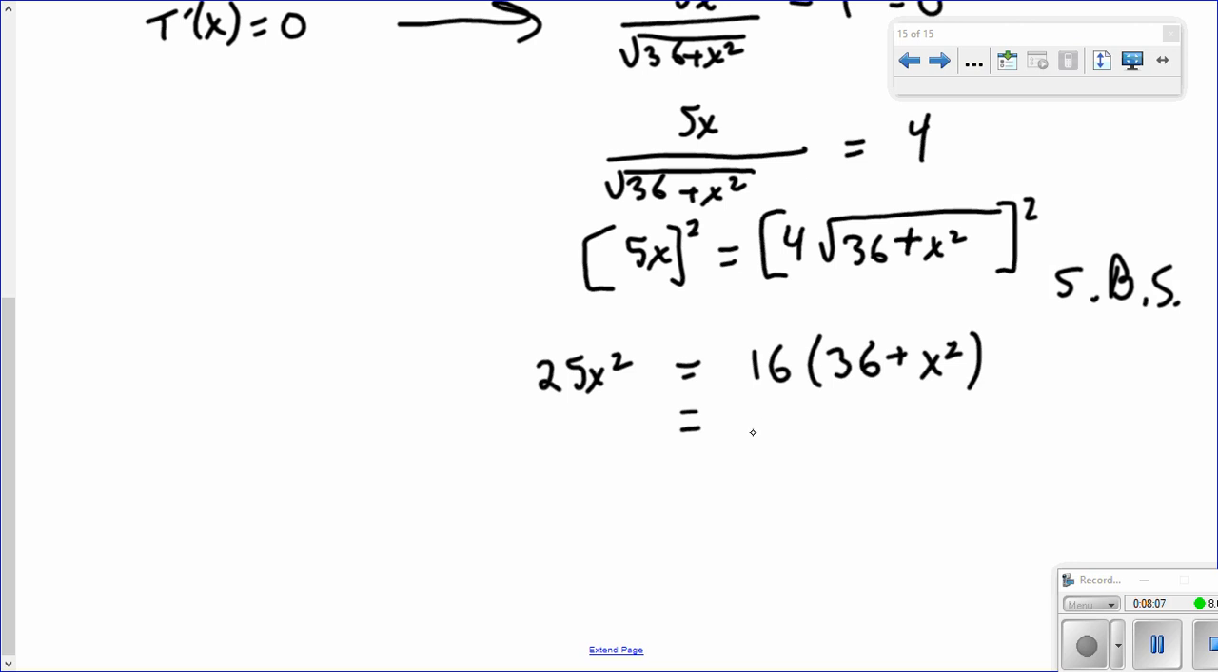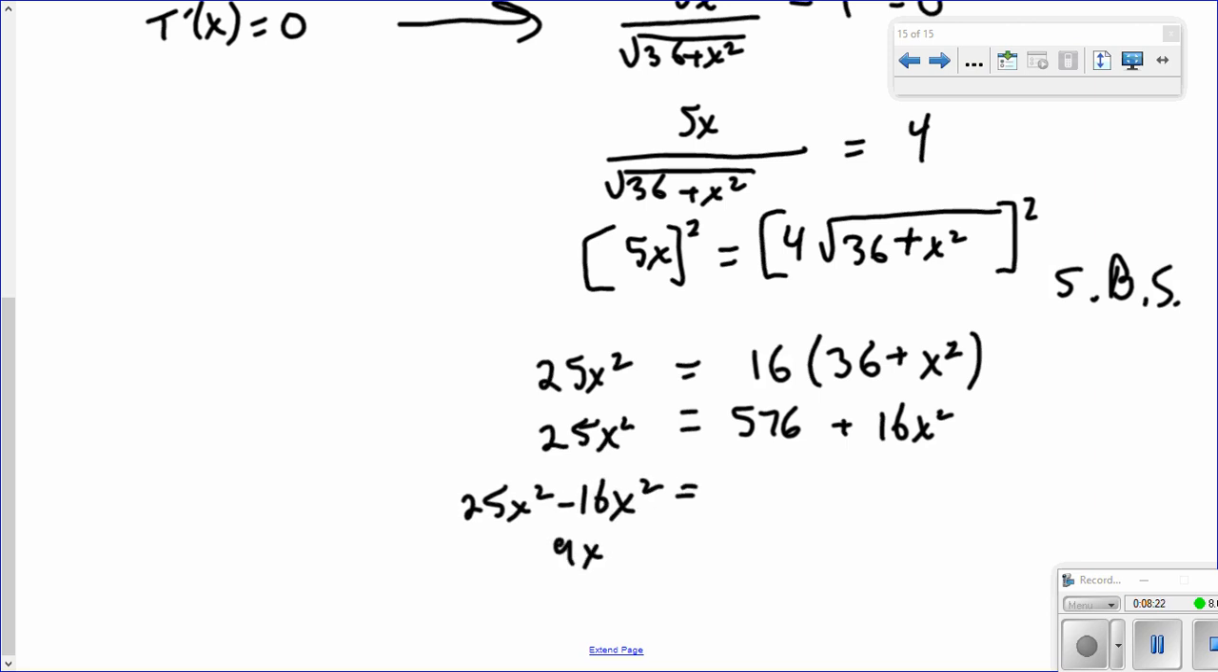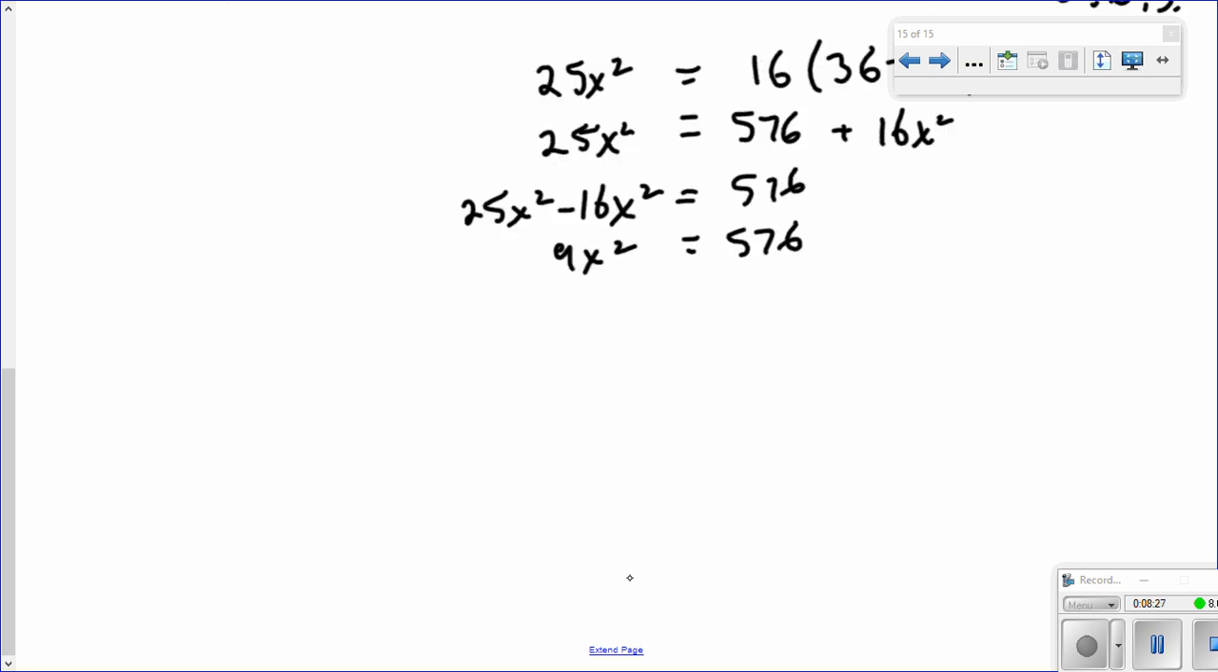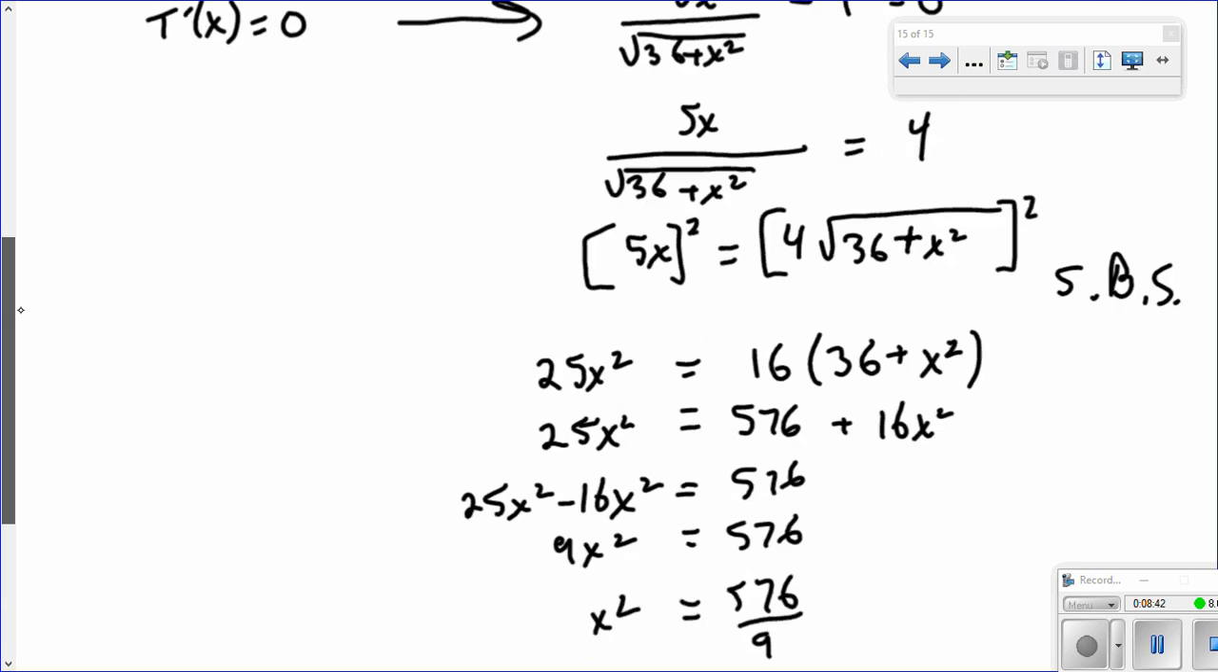Expand. 16 times 36 is 576. And I've got 16x squared. That equals 25x squared. I'm just going to do this quick. I already have this done on my notes here beside me. Okay, so x equals 8. So the crocodile's got to come out 8 meters down.